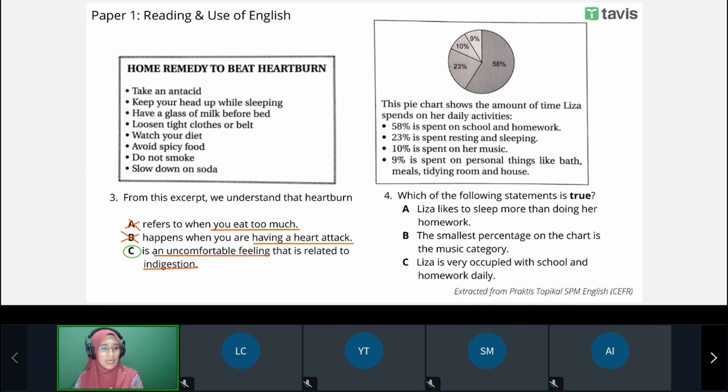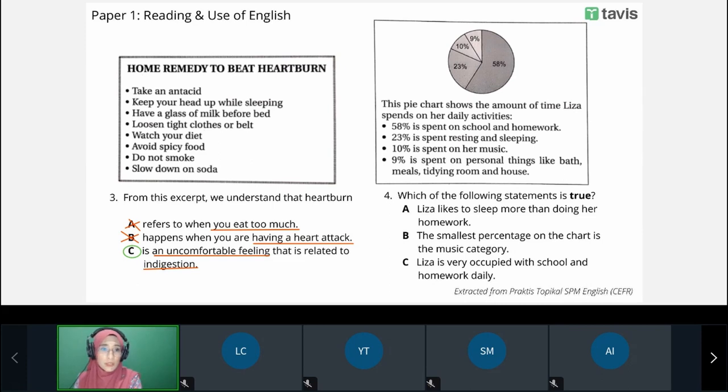Okay, so it's uncomfortable, right? So it's uncomfortable for you. So heartburn, you can say that it's an uncomfortable feeling and it's related to indigestion. All right, so this is the answer, C. Okay, move on to question number 4.